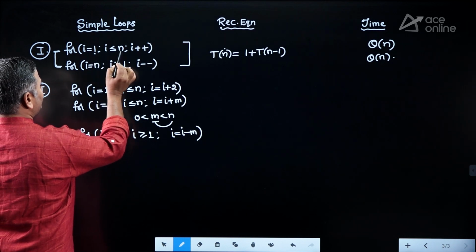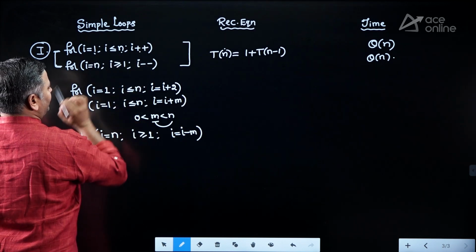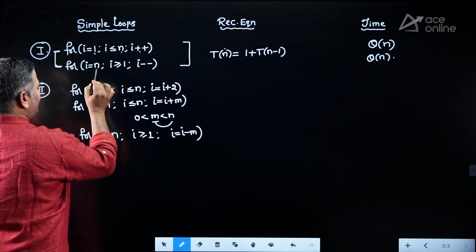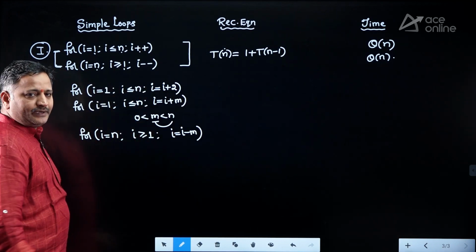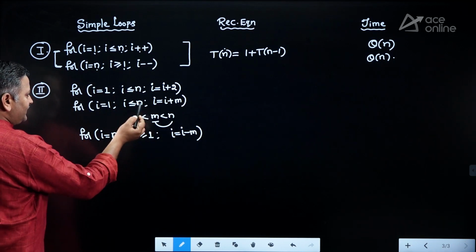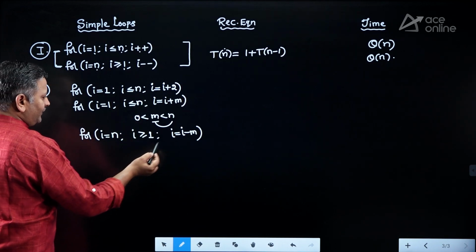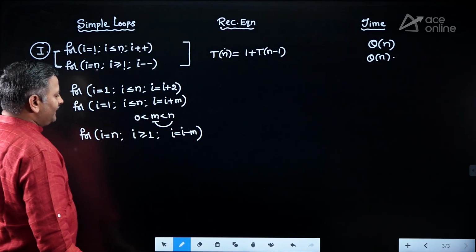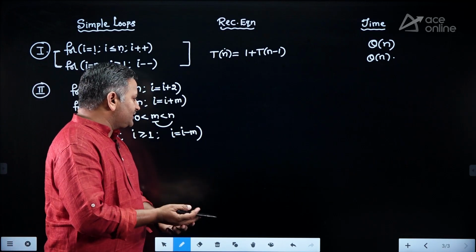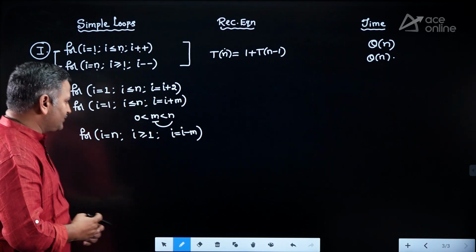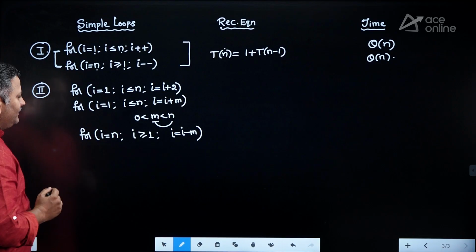Starting from 1, reaching n by incrementing i 1 by 1 is the same as starting from n, reaching 1, decrementing 1 step at a time, right, friends? So, therefore, it is the same as i equal to n, i greater than or equal to 1, and i equal to i minus m. As I mentioned, the distance from my home to your home is the same as the distance from your home to my home, in the same way it is also. Is it clear, friends?